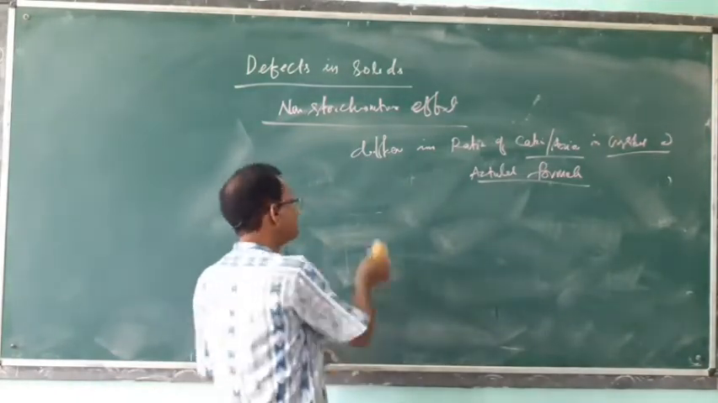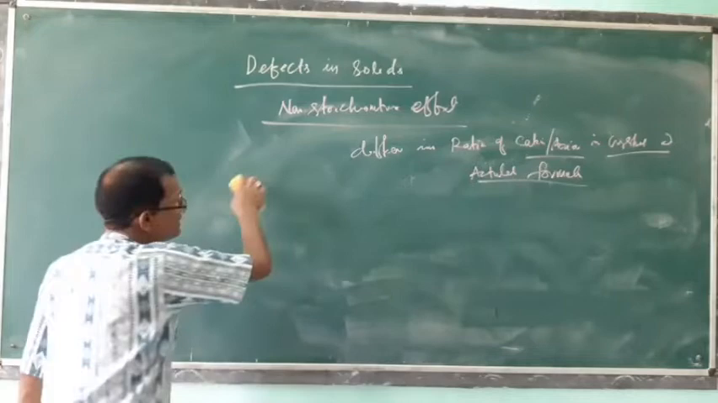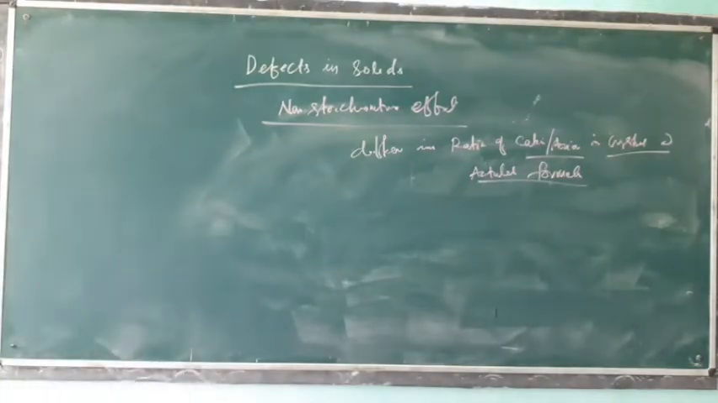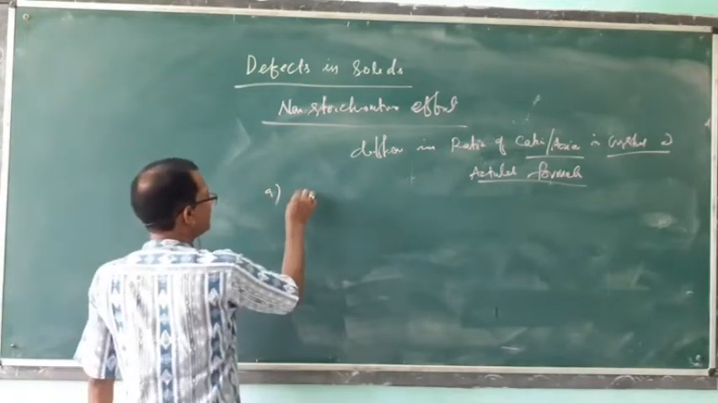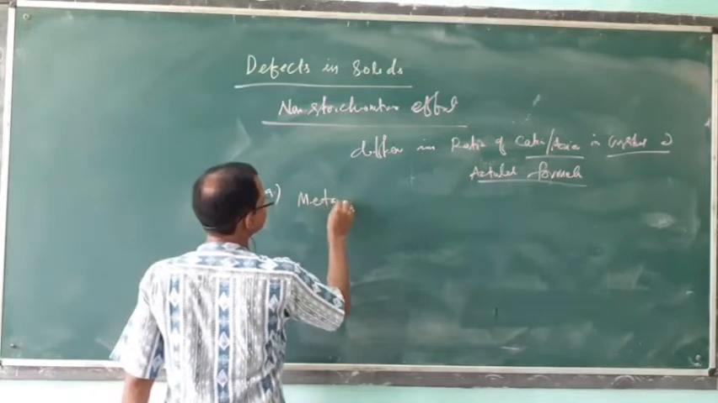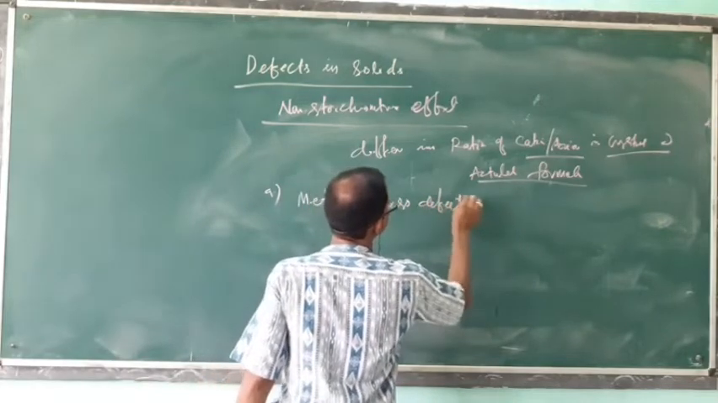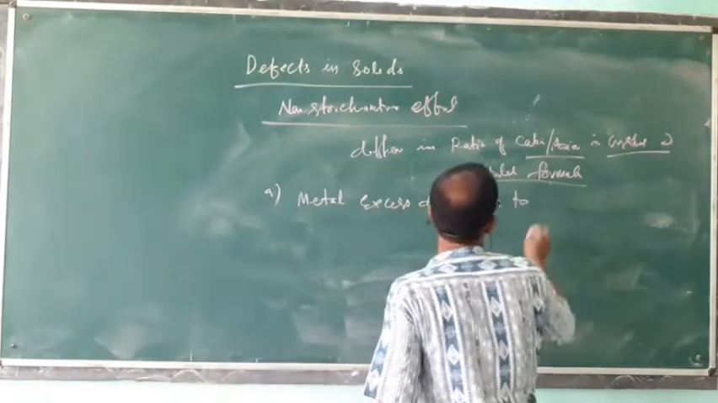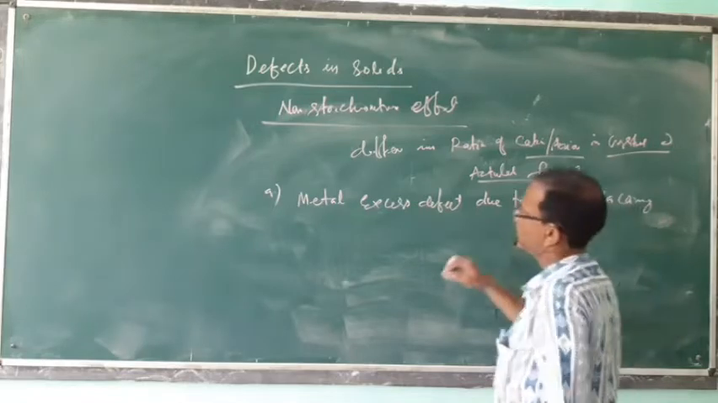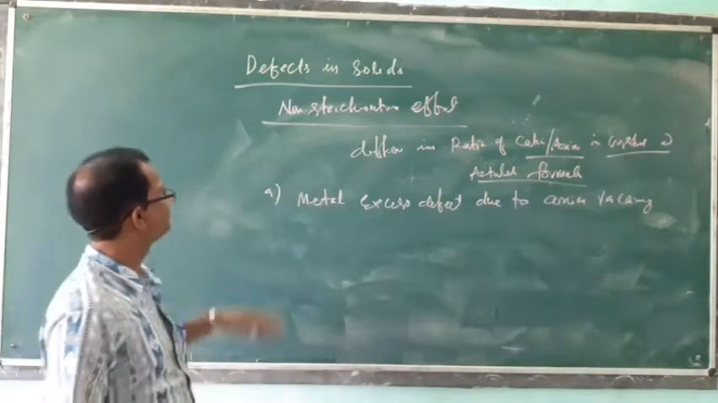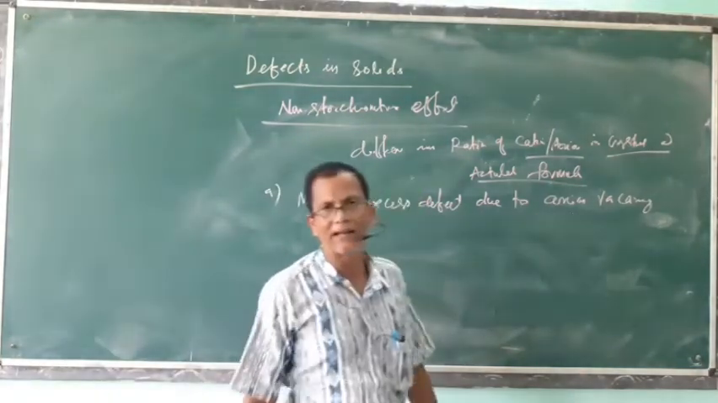What are the non-stoichiometric defects? How is this type of defect generally possible? And it has different types. What are these? Metal excess defect due to anion vacancy. One type of non-stoichiometric defect is metal excess defect due to anion vacancy.